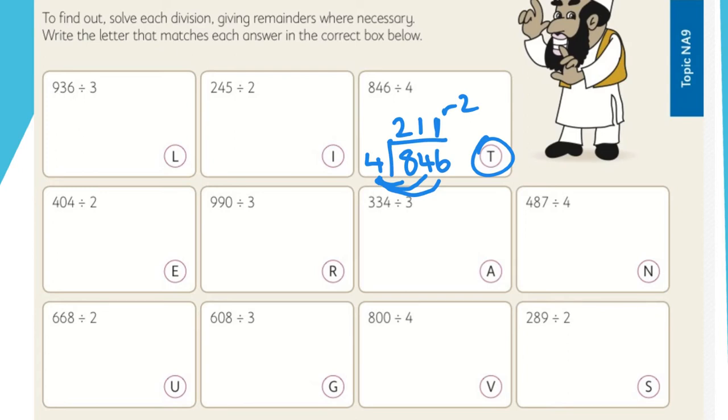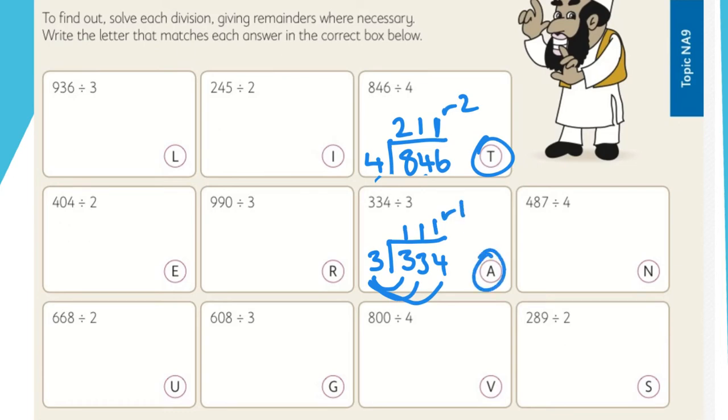Okay, let's look at the one next to it. I'm just going to rub out this little bit here so I can fit it in. Okay, here we go. 334 divided by 3. How many 3s are there in 3? Well, there's 1, of course. How many 3s are there in 3? There's 1. Finally, how many 3s are there in 4? Well, there's 1, remainder 1. So we're looking at 111, remainder 1. A will go over here. All right. I'm very interested to find out which Arab invented chips. Good luck with your sums, and let me know.